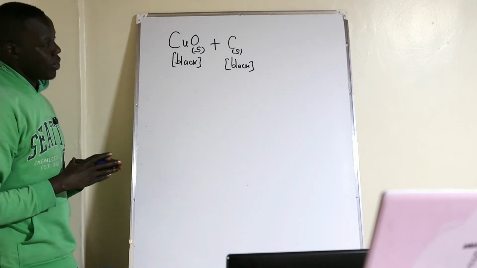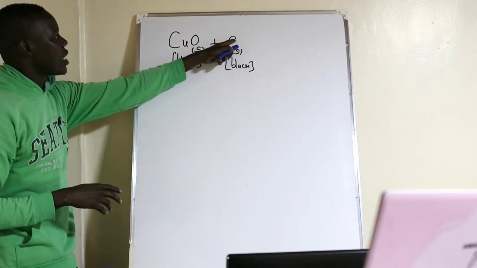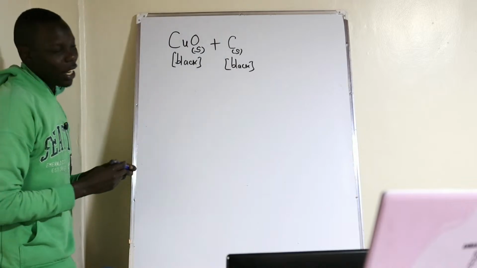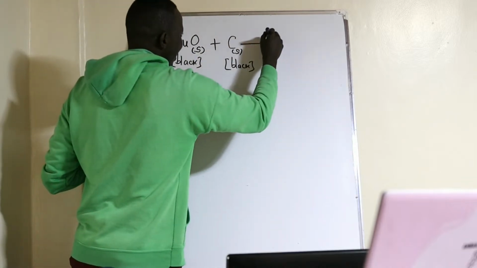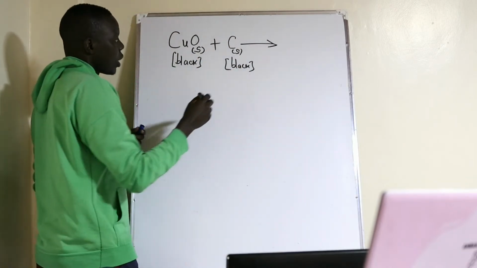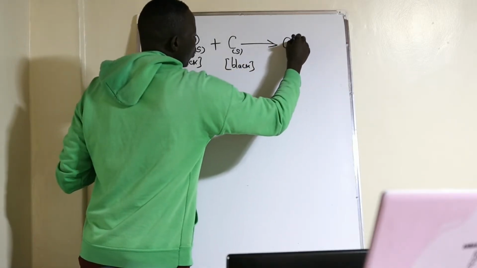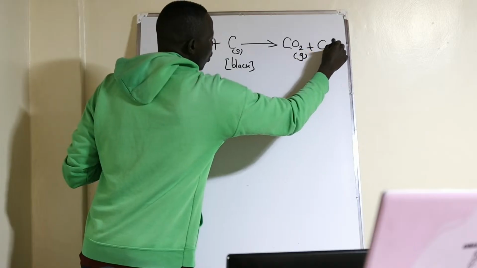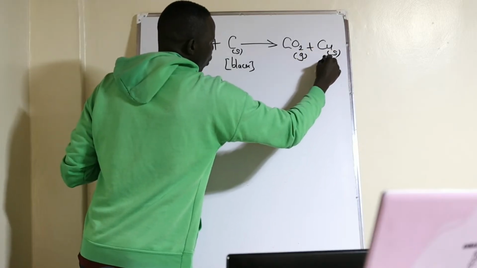If carbon is more reactive than copper, then we will have a reaction proceeding here. We are going to have CO2, which is a gas, plus copper metal, which is solid. And this one is brown.